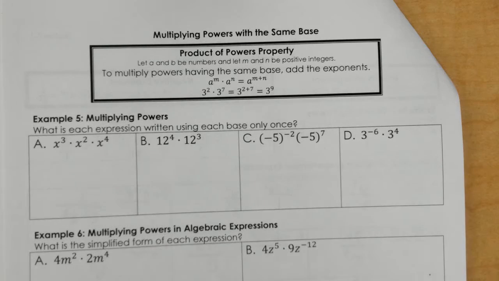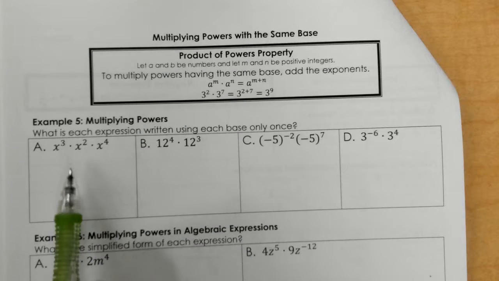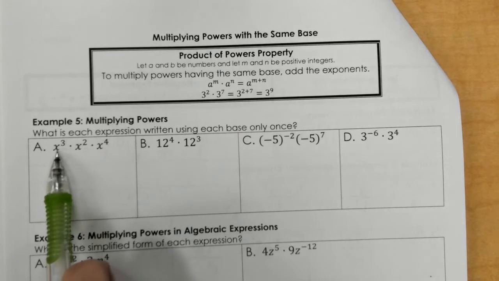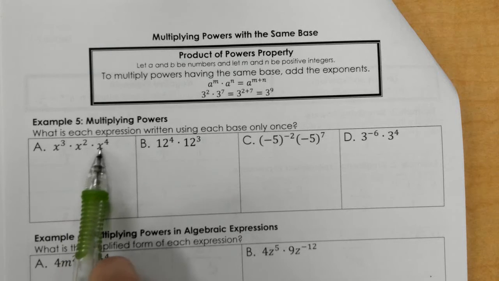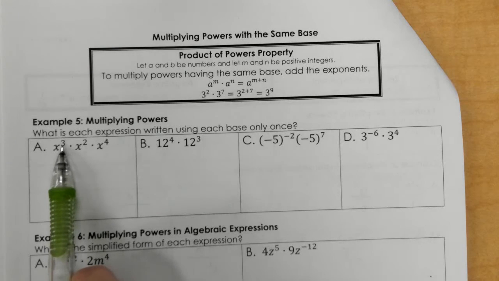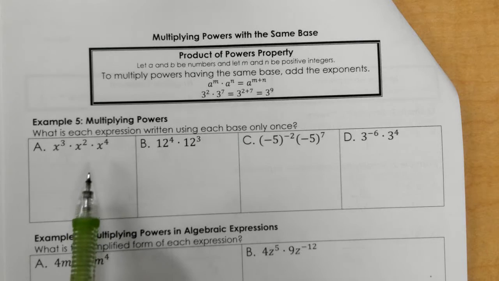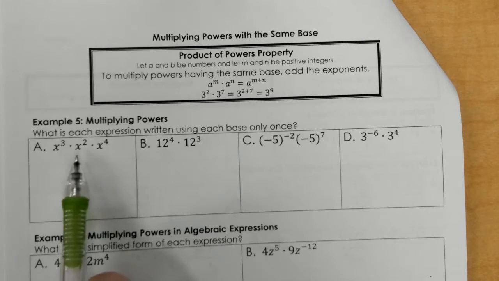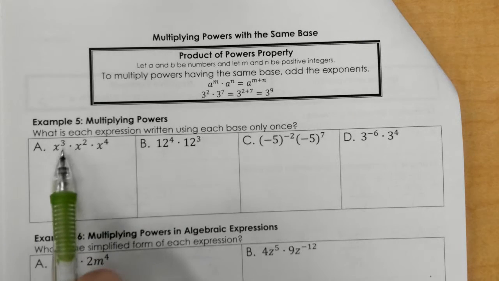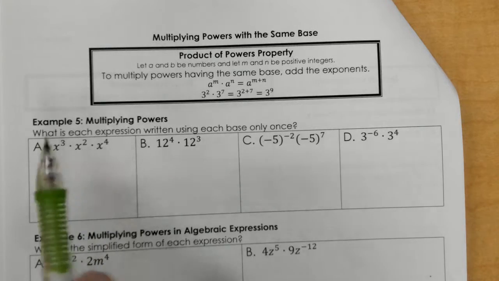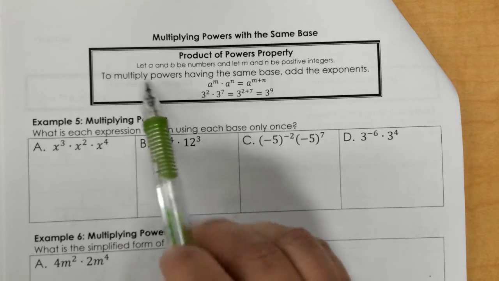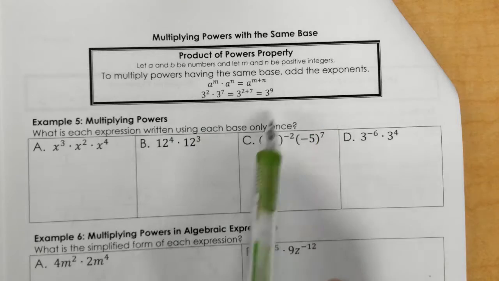For example 5 in day 1 notes, this is called the product of powers property. So you can see that we are multiplying the bases. The bases here are x in all 3 of these, and our exponents or powers are 3, 2, and 4. And so what occurs is that you have to add your exponents when you multiply the same base. And that's written here too.